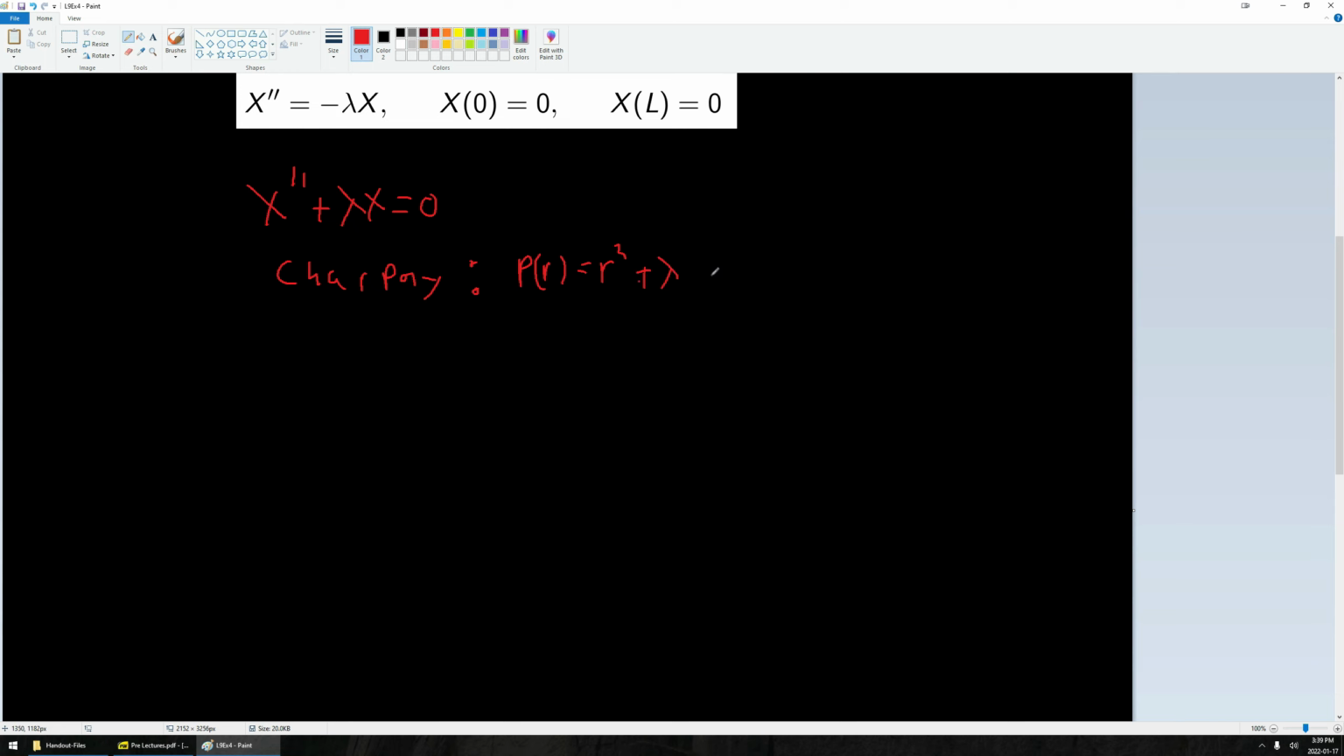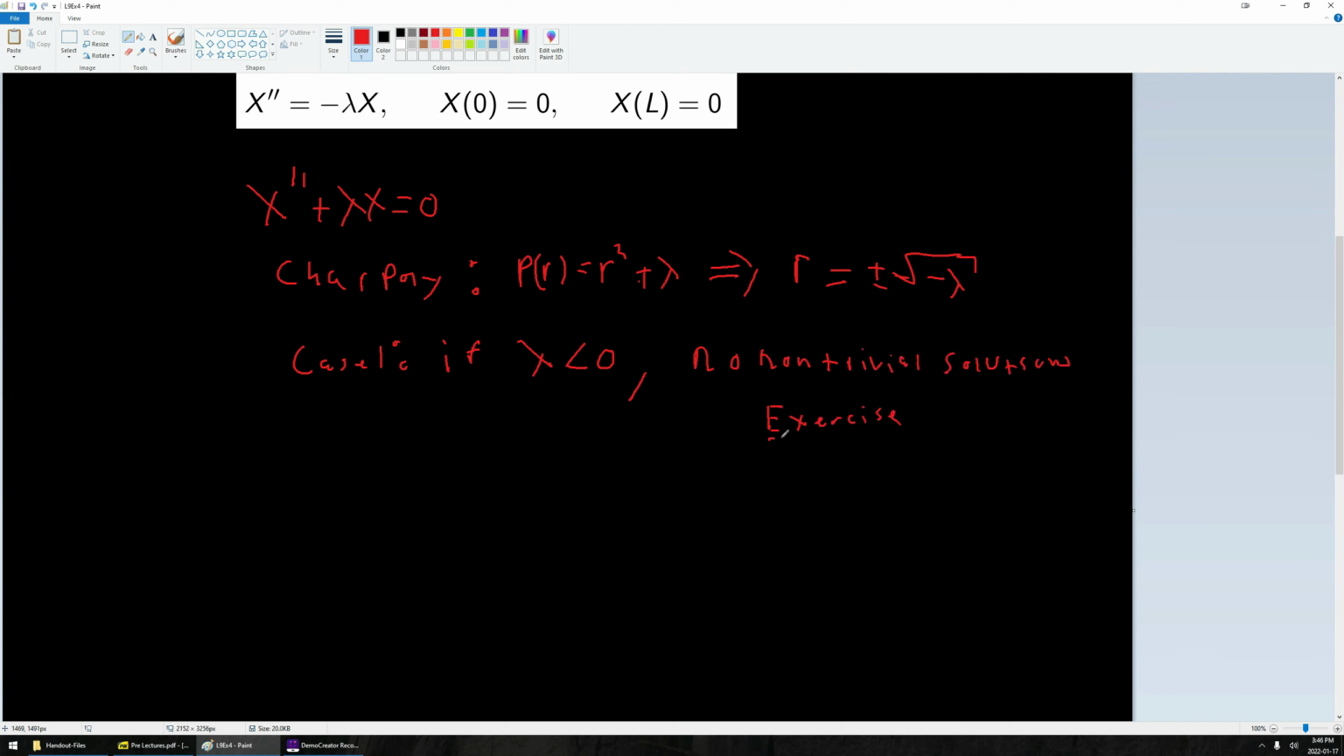Okay, so the roots are r equals plus or minus the square root of negative lambda. I don't know if lambda is positive or negative at this point, so I have different cases I need to consider. So let's do that now. Case 1, if lambda is less than 0. In this case, it turns out there are no non-trivial solutions, and I'm going to leave this to you as an exercise because of lack of time, and it's not too bad.